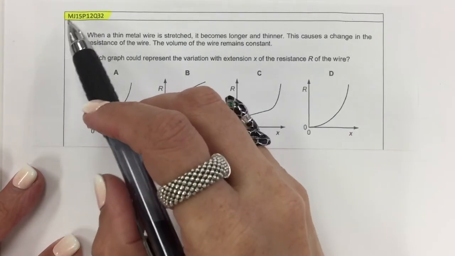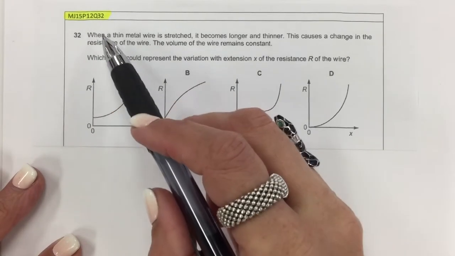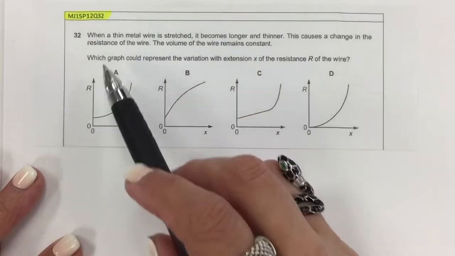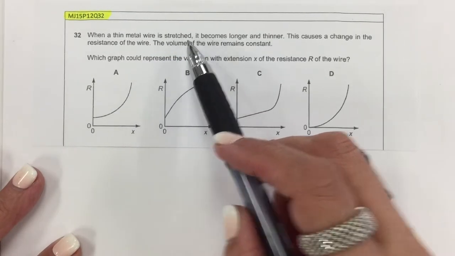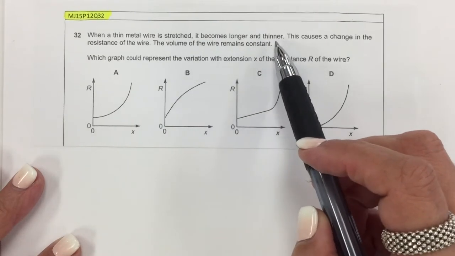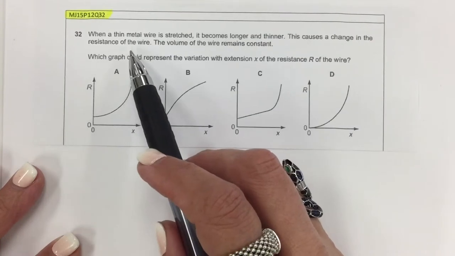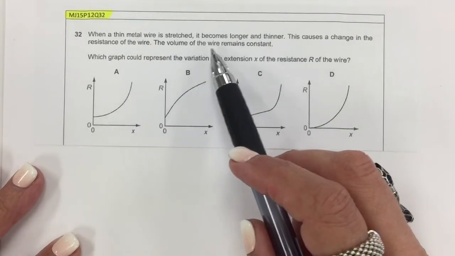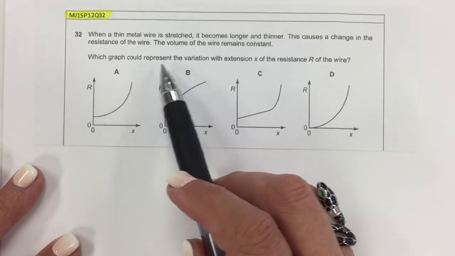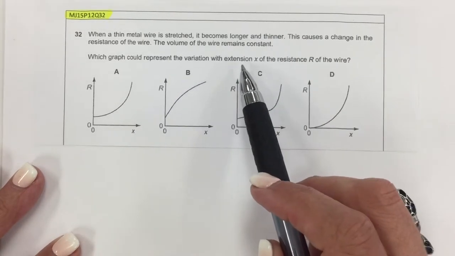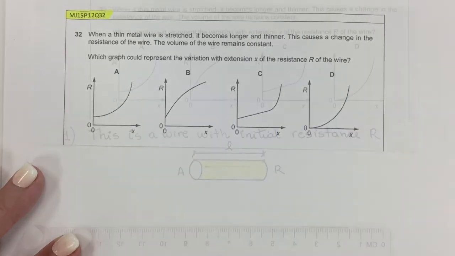This question is from May-June 2015, paper 12, question 32. When a thin metal wire is stretched, it becomes longer and thinner. This causes a change in the resistance of the wire. The volume of the wire remains constant. Which graph could represent the variation with extension X of the resistance R of the wire?